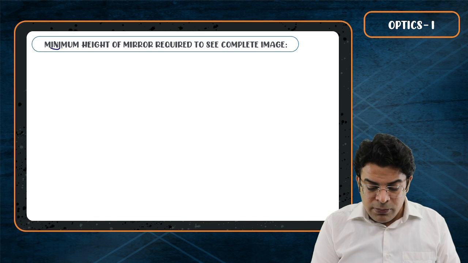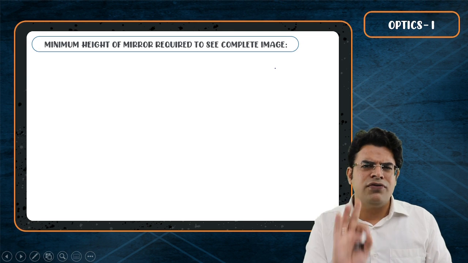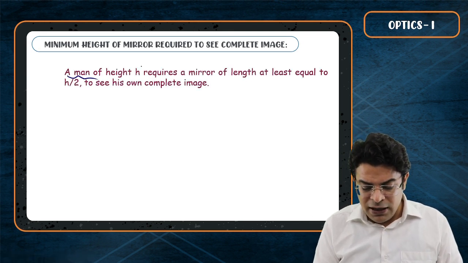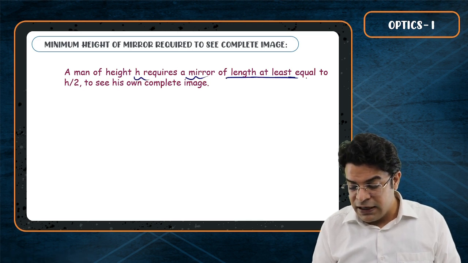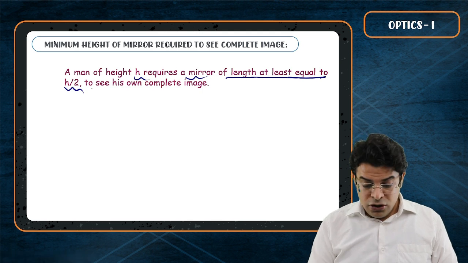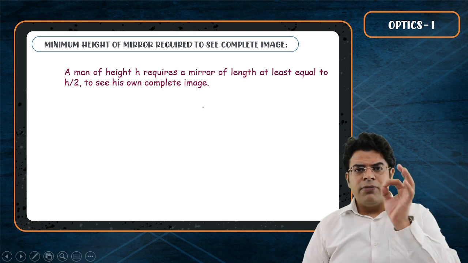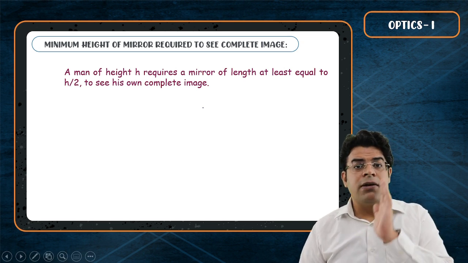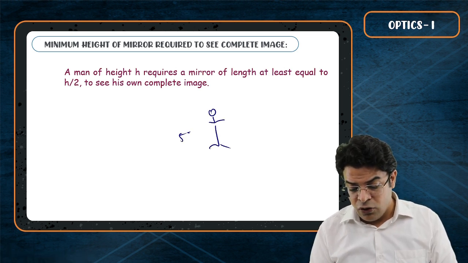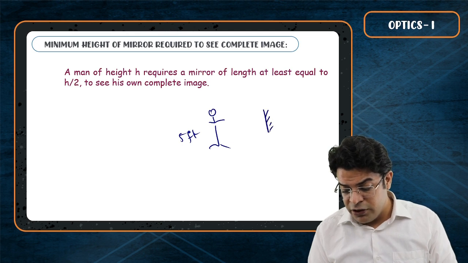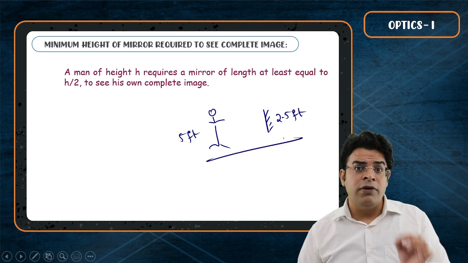Now let's talk about the minimum height of the mirror required to see the complete image. And I know that all of you remember the answer. So a man of height h, also a woman of height h, requires a mirror of length at least equal to h by 2 to see her own complete image. So the minimum length of the mirror required to see the complete image is half the height of the person. So if the person is 5 feet tall, then the minimum length of the mirror required is 2.5 feet, half the height of the person.